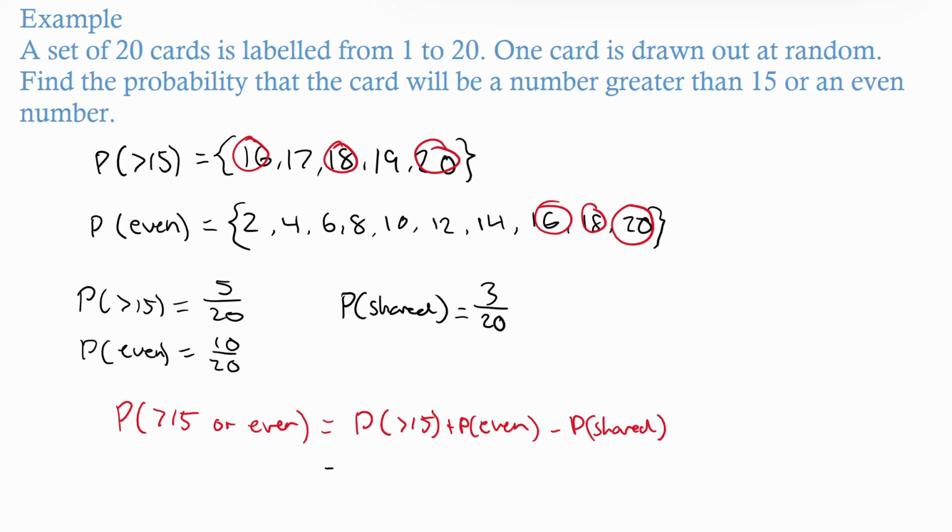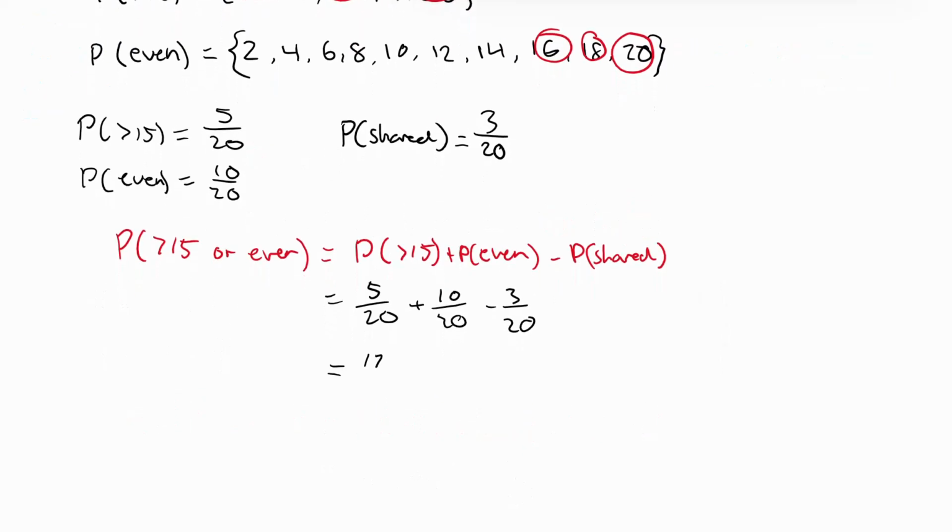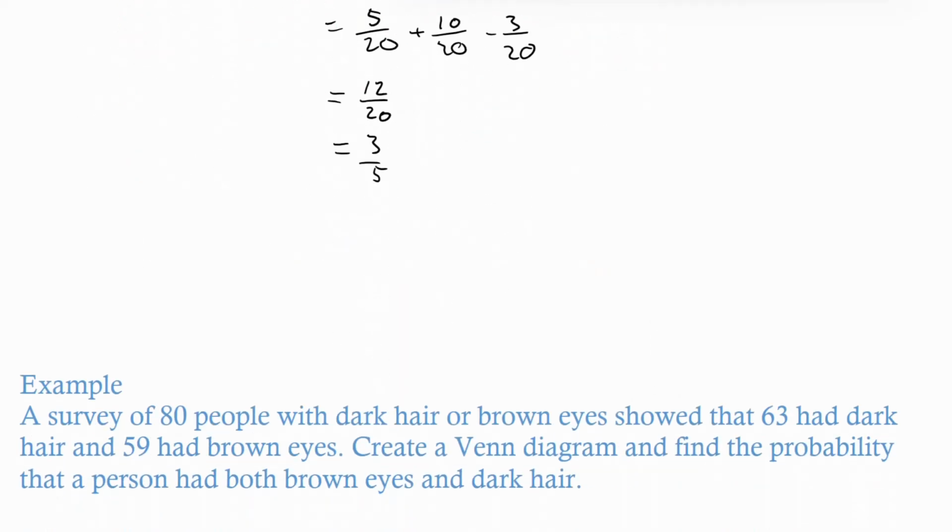So in this case, it's going to be 5 over 20 plus 10 over 20 minus 3 over 20. We end up with 12 over 20, which we can simplify down to 3 over 5. Okay, so it's important to remember that if there are shared events, we've got to make sure we're eliminating them because we don't want to double up on that because we will get the wrong probability.